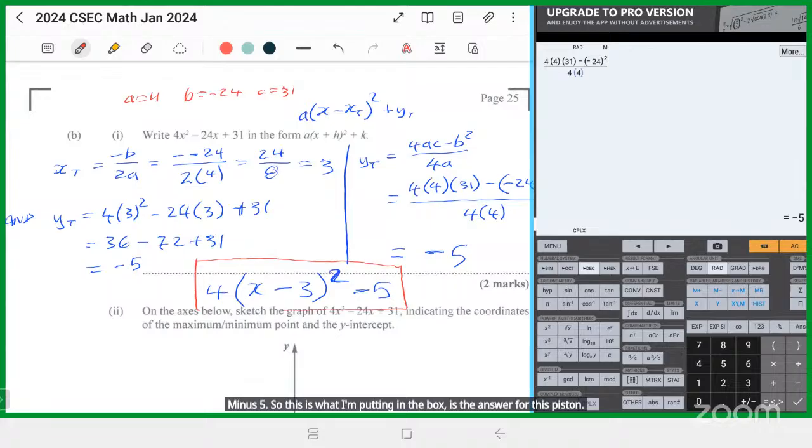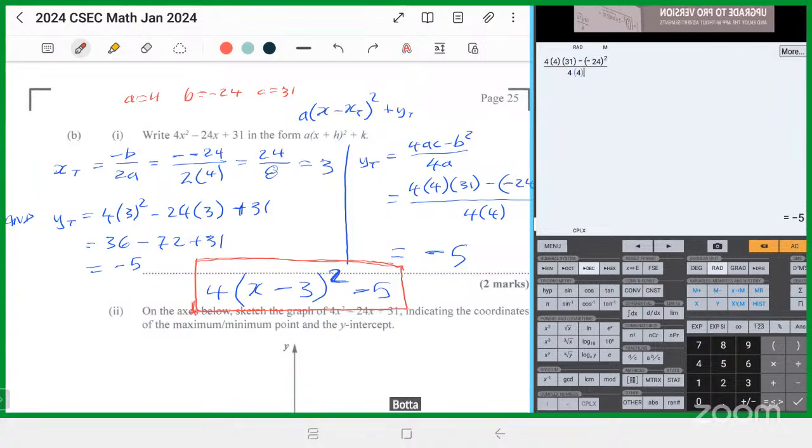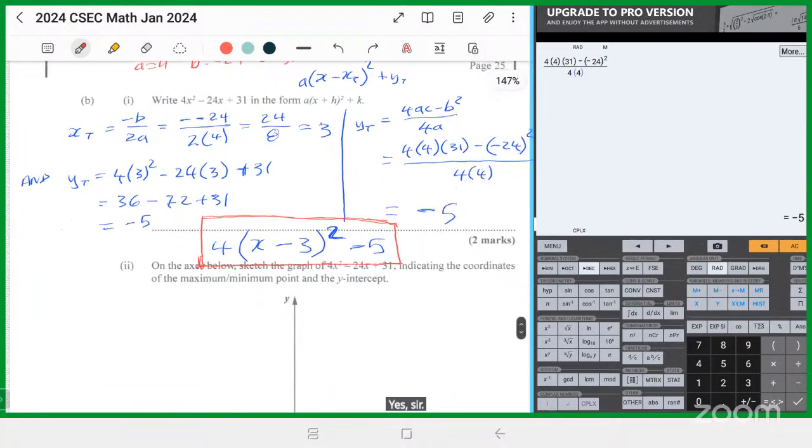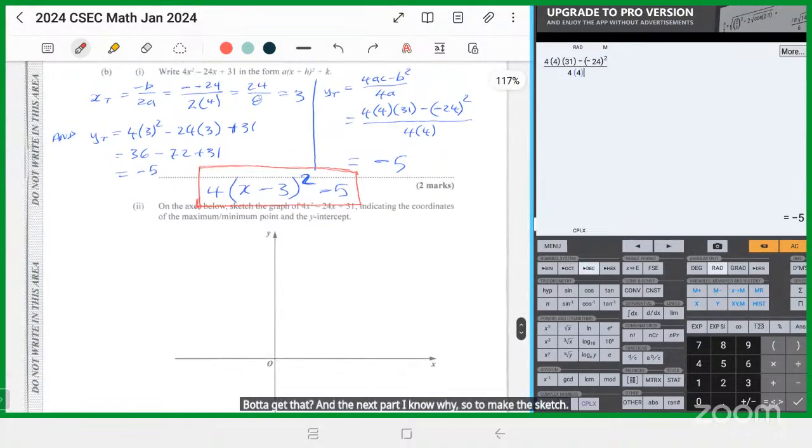I just wanted to use this opportunity to show you that you can calculate yt another way, especially when the xt is a whole number. Yes, sir. All right. The next part now wants us to make the sketch.